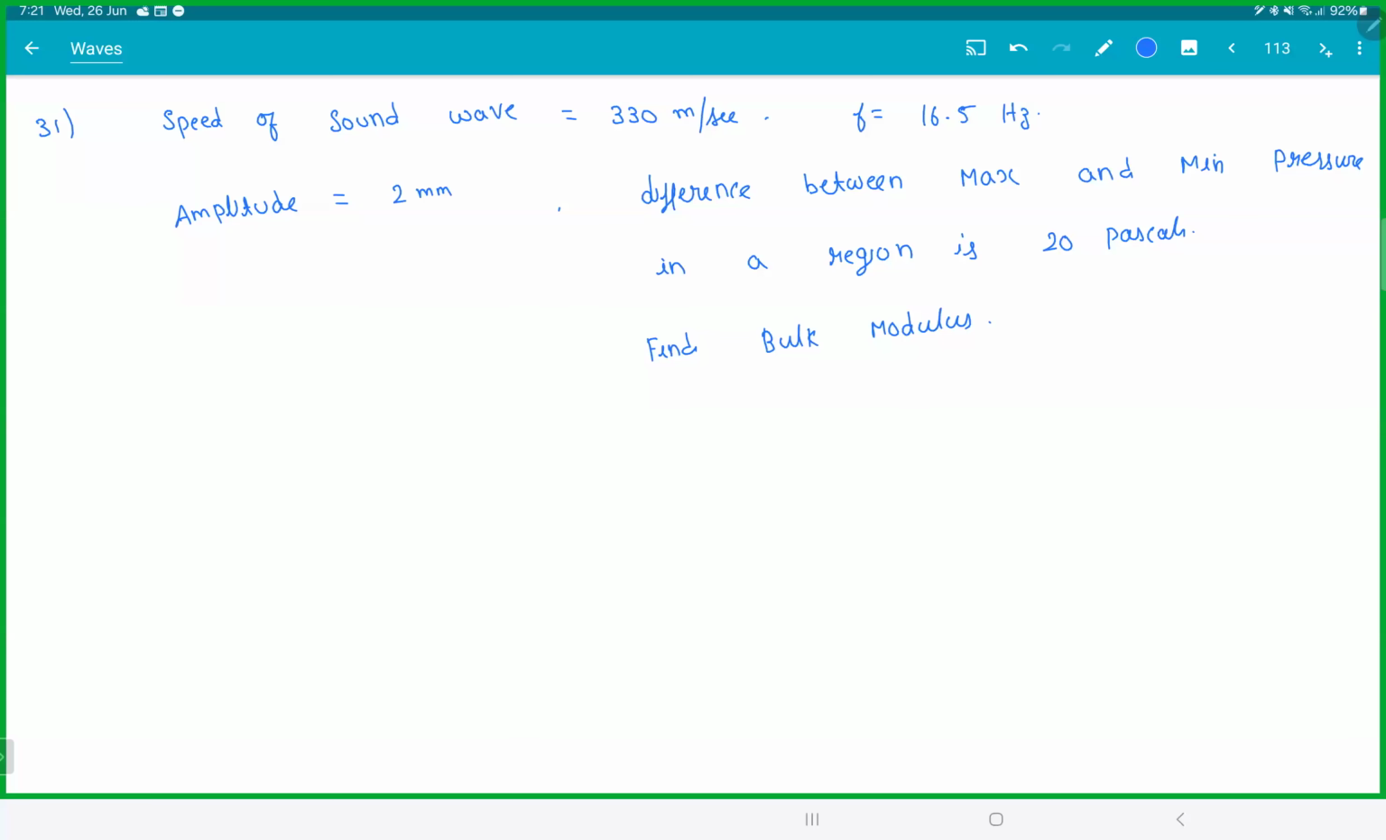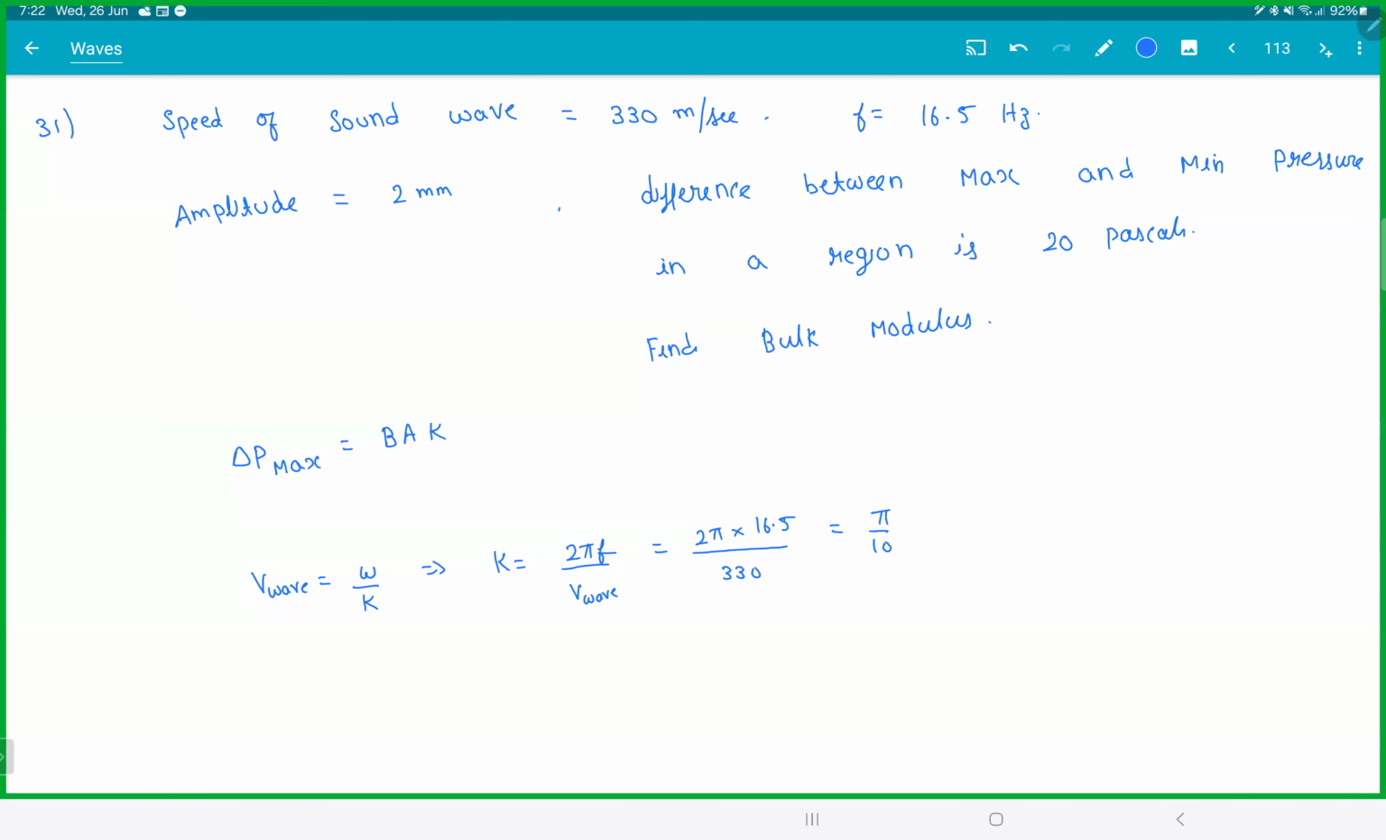What are all the formulas? So you want bulk modulus. So just remember all the formulas you have. Delta P max is BAK. A is given. I need to find K. I know V wave is omega by K. So K is omega by V wave, and omega is 2 pi F. So this is 2 pi times 16.5 divided by 330. So that would be 33 over 330, so pi by 10. K's value has come.